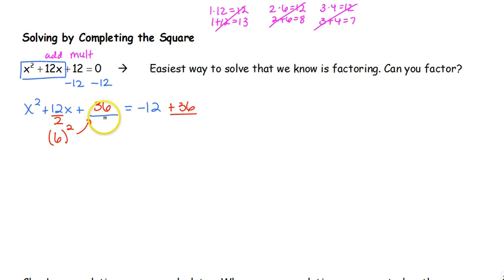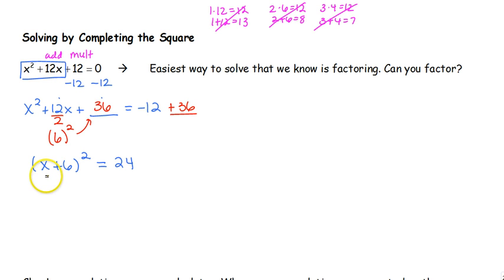Now that I've created the perfect square trinomial, I need to factor it. I'm looking for two numbers that multiply to 36 and add to 12. And we did that so that we knew it would work, and those numbers are 6 and 6. So I've got (x plus 6) squared. On the right hand side, I've got negative 12 and a positive 36, which is 24. Okay, so now I want to solve for x.